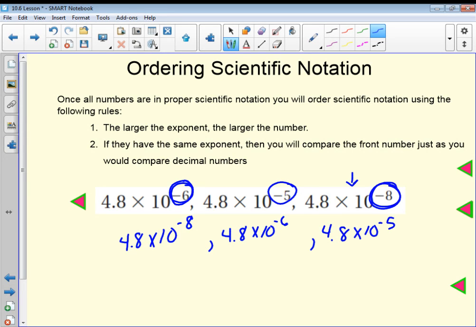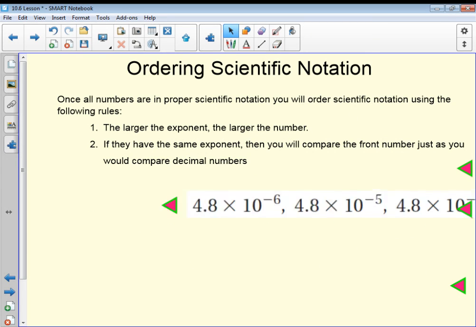Now some kids will go through and actually convert these to standard form. To me, that's more work. Look at your exponents. If they're different, then you're going to put the exponents in order. If they're the same, then you're going to compare the front numbers and put them in order from that. So exponent is always your first step to look at. Look at that exponent first.